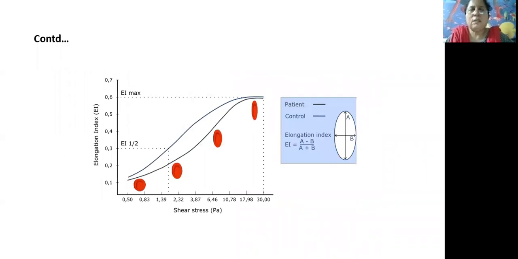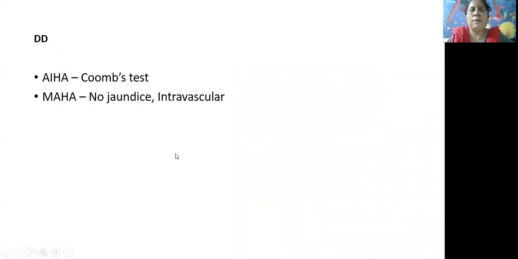This is again an elongation time by patient and control. So what are the differential diagnoses when you find spherocytes? One is autoimmune hemolytic anemia, when antibodies are present, which we'll be dealing with later on. But remember, spherocytes are seen in autoimmune hemolytic anemia. So we do the Coombs test to differentiate it.